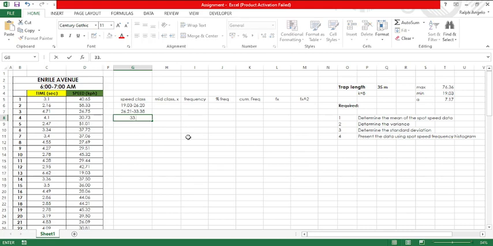Next, 33.39 to, then we add again 7.17. Then you'll have 40.56. Next is 40.57 up to, then again 40.57, then we'll add 7.17. You'll have 47.74. The next, you add 0.01, so 47.75 to, again 47.75, then we add 7.17. Then we'll have 54.92.